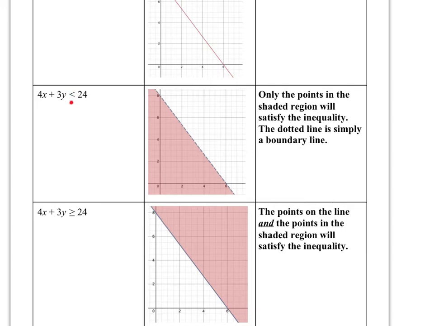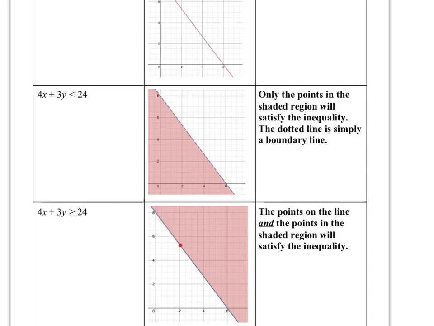Now in the case of less than, or even if it was greater than, you're going to see a dashed line. And so this is similar to how we graphed an inequality on a number line using an open circle. We want to go up to as far as this line, but we don't want to include the points on the line as part of our solution set. So the dotted line is simply a boundary line. In this case, only the points in the shaded region would satisfy the inequality.